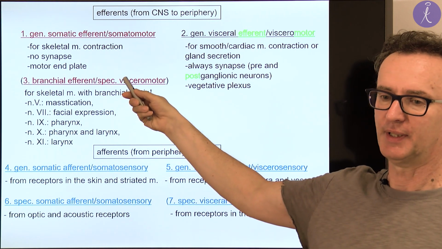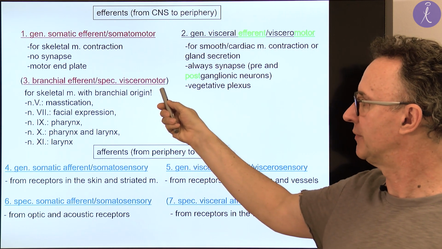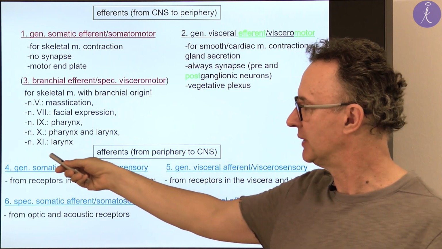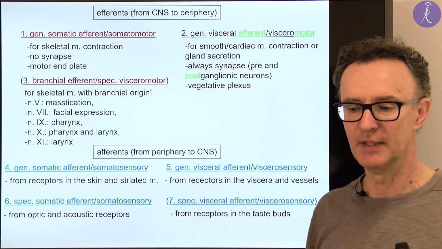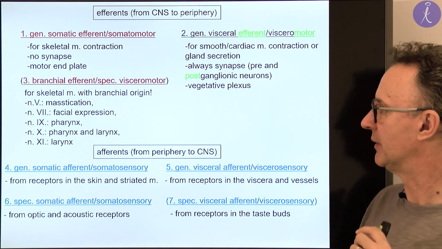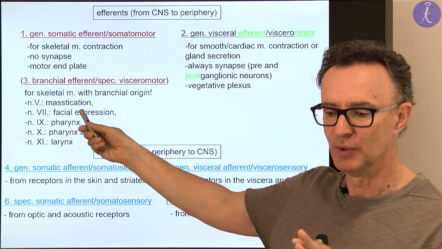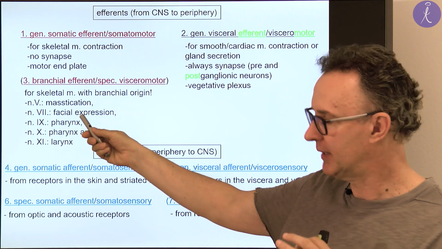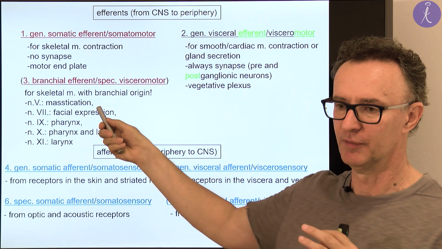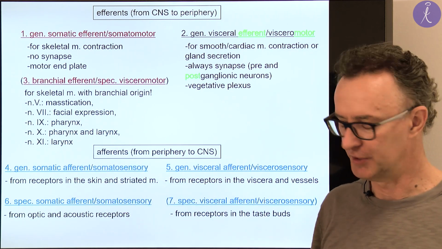This is called in your textbook branchial efferent or specific visceromotor function. This is typical for these cranial nerves, which we study in this semester when we study the development of the pharyngeal arches and the derivatives of the pharyngeal arches. As you see here, these are related mostly to the face and neck related muscles, mastication, facial expression, and what we study in this semester, the pharyngeal and laryngeal muscles.